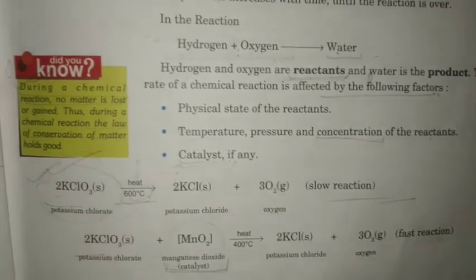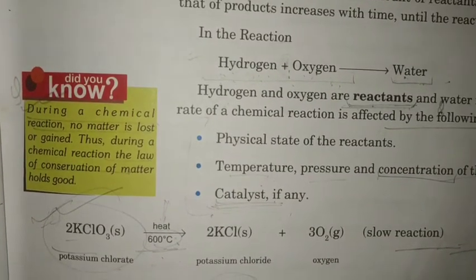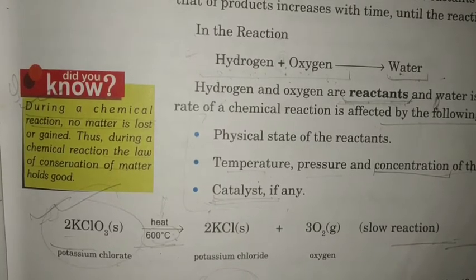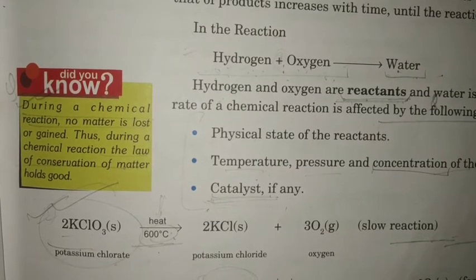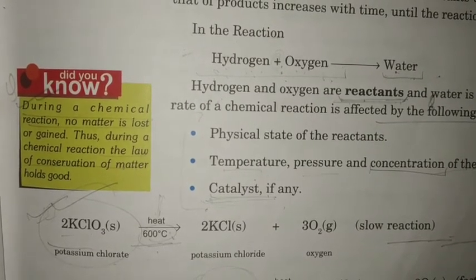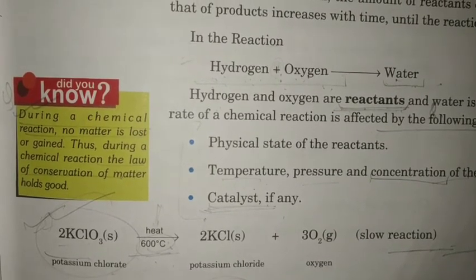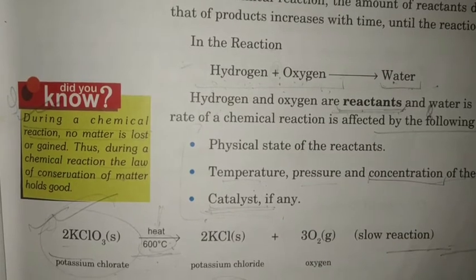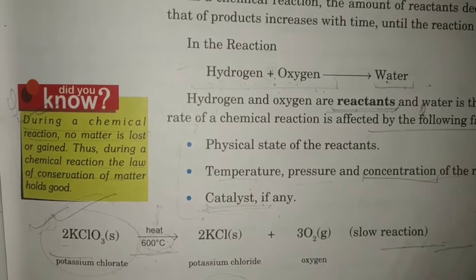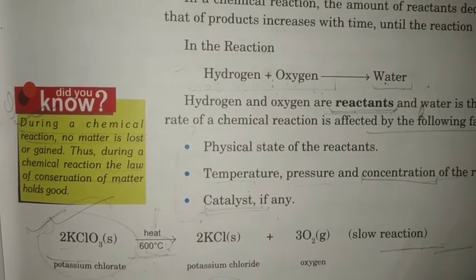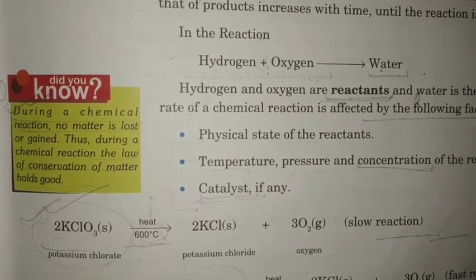rate of reaction. Now, did you know: during a chemical reaction, no matter is lost or gained. Thus, during a chemical reaction, the law of conservation of matter holds good. Now, what is this law of conservation of matter? It states that the number of atoms on the reactant side is equal to the number of atoms on the product side. So you have to balance a chemical reaction so as to maintain that no matter is lost or gained during a chemical reaction.